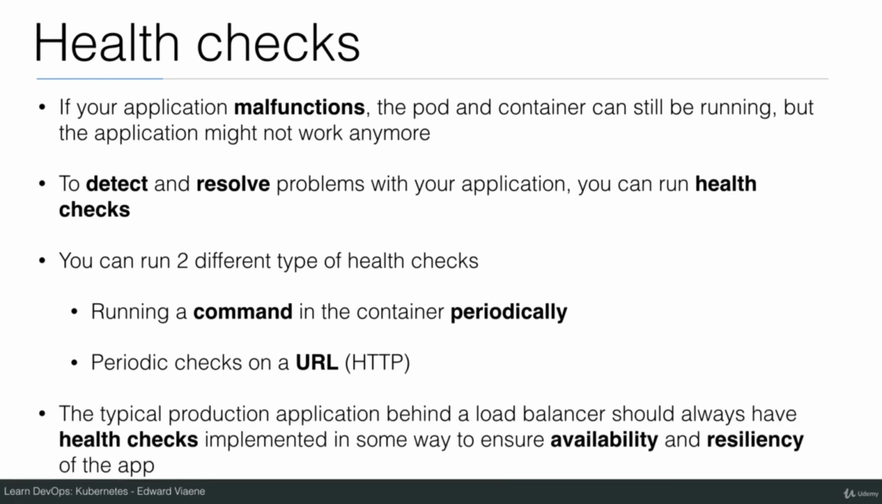The typical production application behind the load balancer should always have health checks implemented in some way to ensure availability and resiliency of the application. Even if you're using AWS and the load balancer, the health checks are not checking whether your pod is healthy. It is only checking whether the node port is accessible. So even when you're using the AWS load balancer, you're going to want these types of health checks as well.